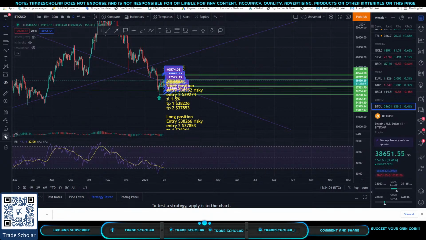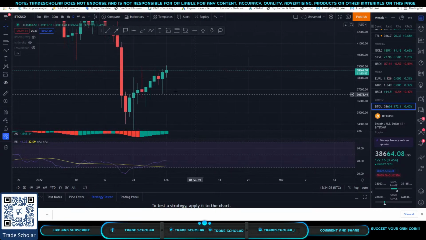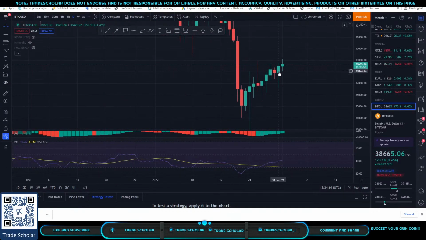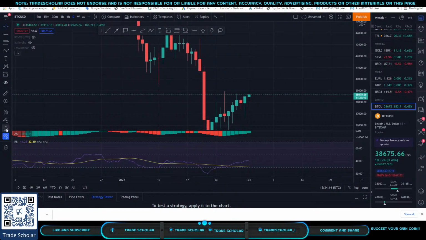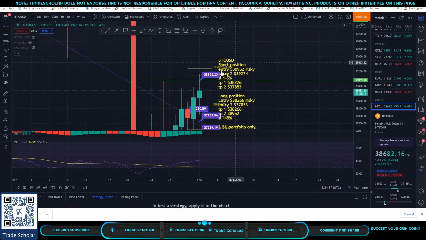So let's remove this. We have a hammer right here, and this is also a bullish engulfing. But with our indicators, we have touched our support resistance area, 38959, where we are supposed to be rejected. That's the rejection area, and that's accurate, by the way.